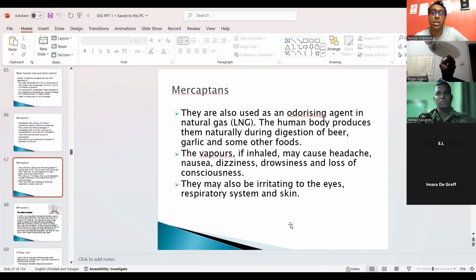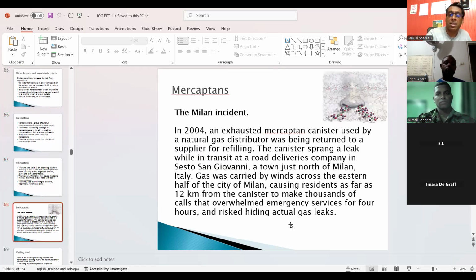Just a couple more slides. They are also used as an odorizing agent in natural gas, LNG. The human body produces them naturally during the digestion of beer, garlic, and other foods. The vapor, if inhaled, may cause headaches, nausea, dizziness, drowsiness, and a loss of consciousness. They may also be irritating to the eyes, respiratory system, and the skin.